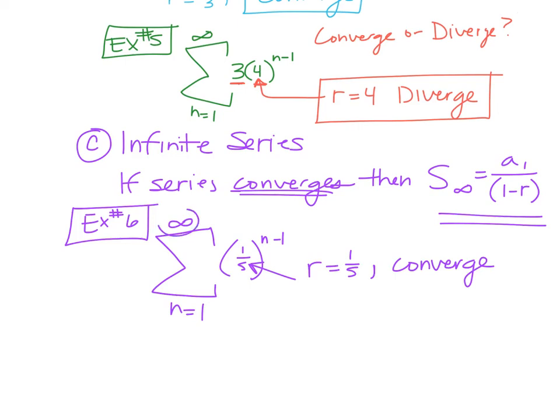So the sum to infinity, which is what we have going on here, will be, and here's what you have to do, a sub 1. So you need to plug in for your first term. Well, if I plug a 1 in here as my first term, what I get is 1/5 to the 0 power. What is anything to the 0 power? It's 1, right? So my a sub 1 is 1. Okay, so my first term, which goes on top in this formula, a sub 1 is 1.